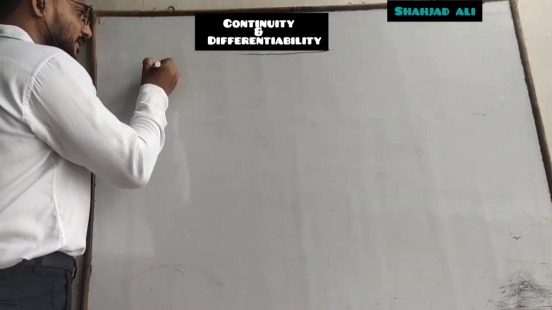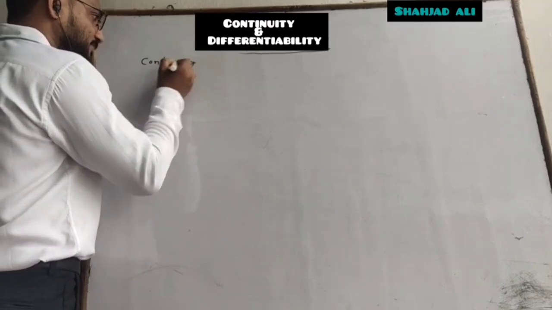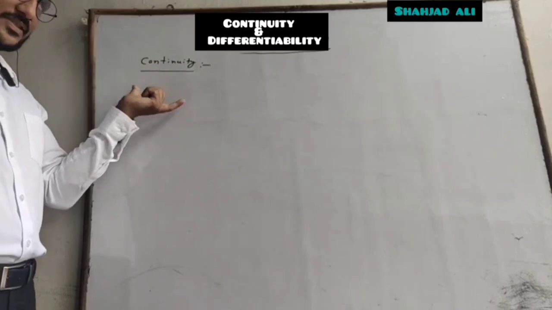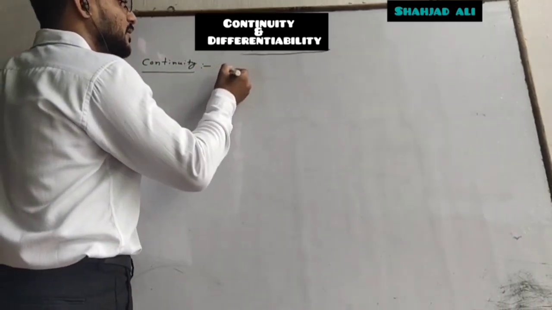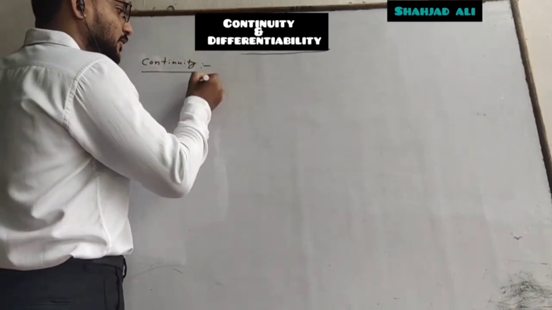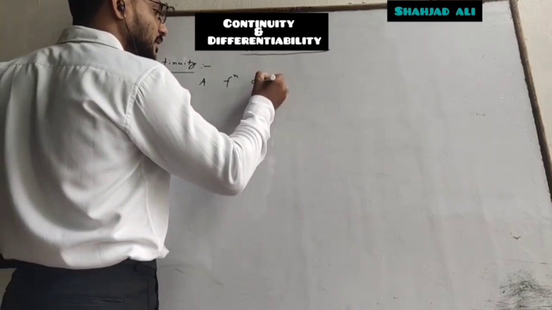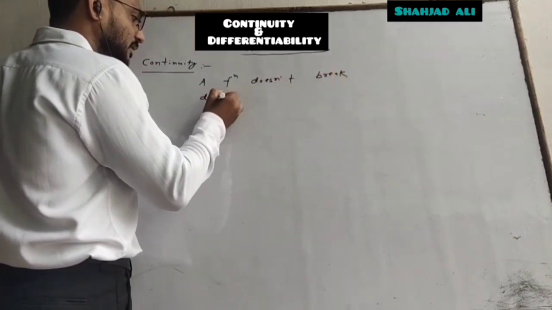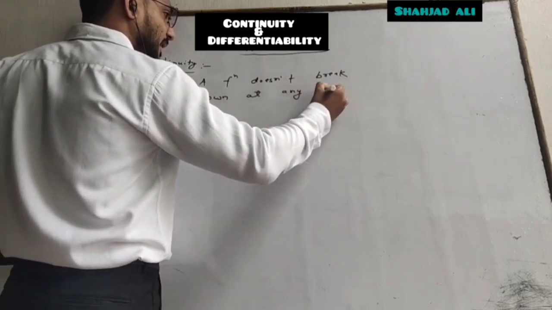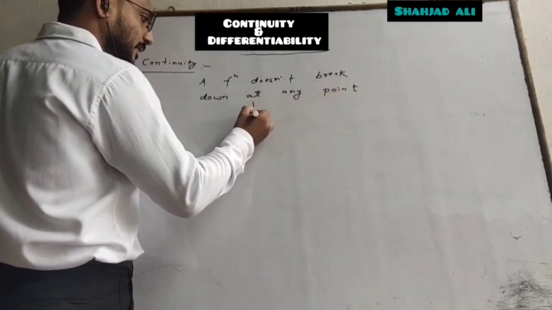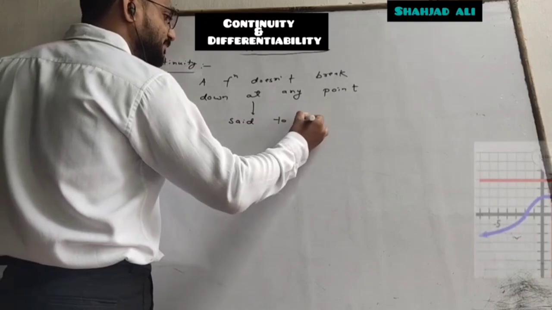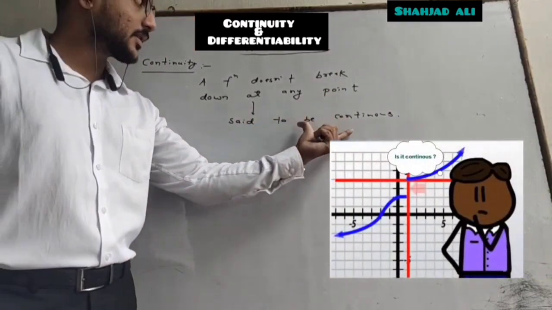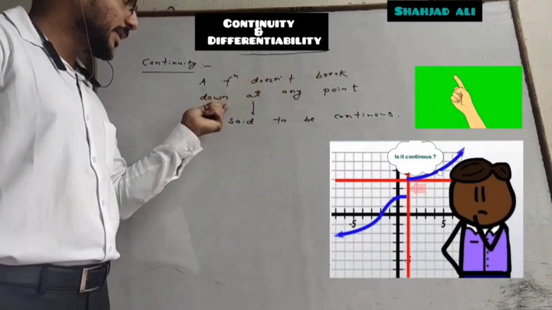So we are going to discuss continuity. What is this property? This is the property of a function which does not break down at any point. A function that does not break down at any point is said to be continuous. So a continuous function is a function that does not break down at any point.